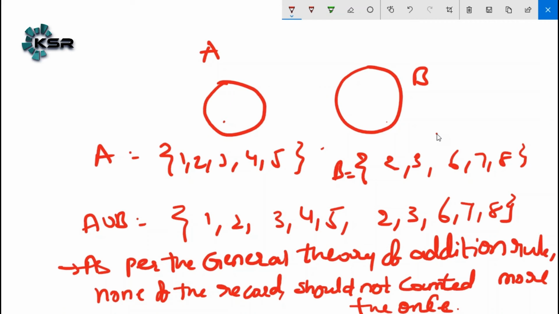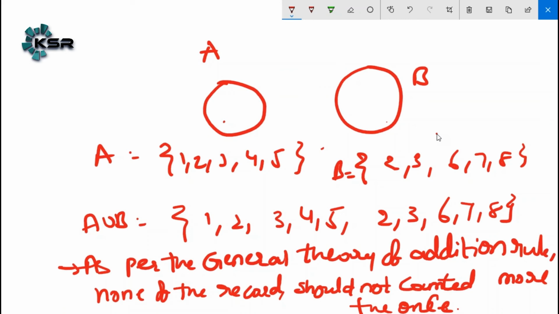That is the reason in the formula P of A union B is equal to P of A plus P of B minus P of A intersection B. When we add P of A plus P of B, that means 2, 3 in this example are counted twice. But as per the rule, they need to be counted only once. So we do P of A plus P of B minus P of A intersection B. What comes under P of A intersection B? 2, 3. So automatically we are removing one set of 2, 3. That is the reason we use minus A intersection B.